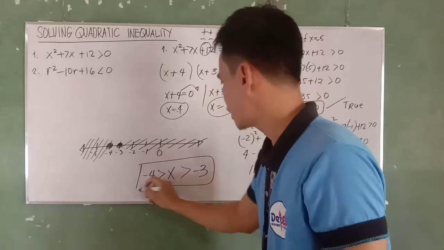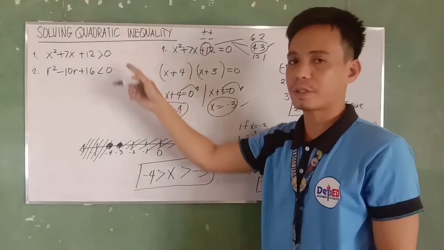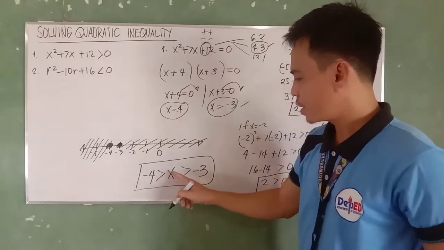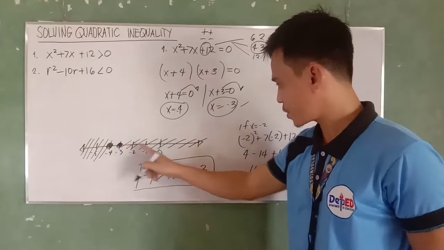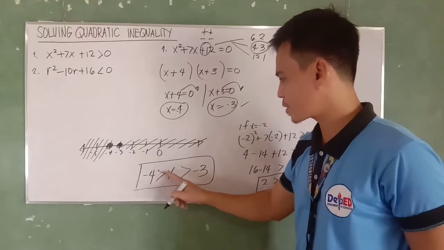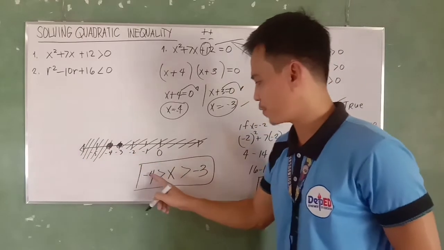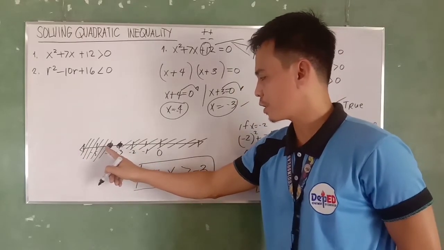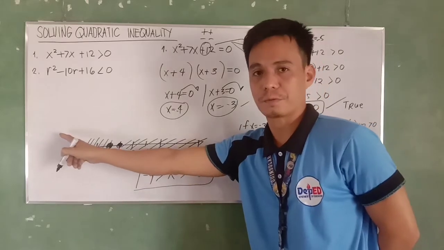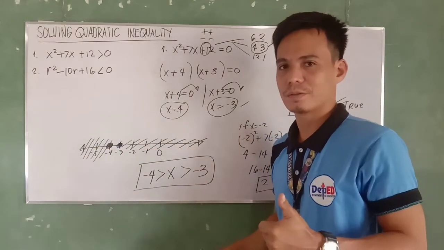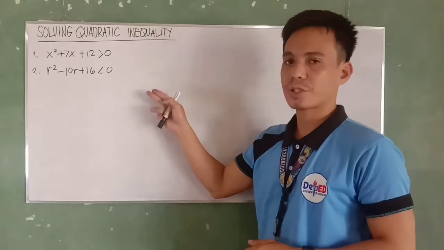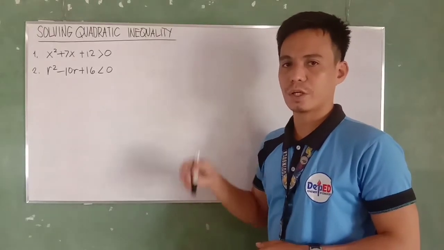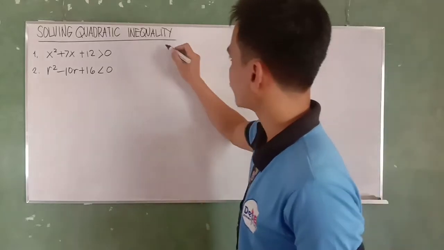So therefore, our solution set for given inequality number 1 is x is greater than negative 3, this area here, and when x is less than negative 4. So those numbers to the left of negative 4. Okay? Very good. I hope you understand. Let's try example number 2, using the same processes as number 1.